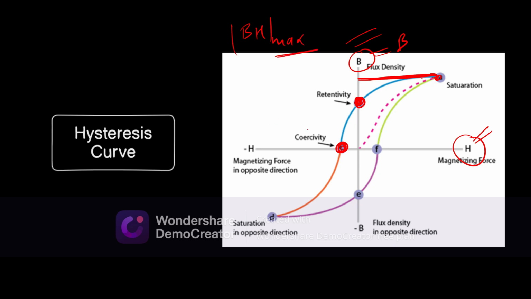Coercivity, as I told you, is resistance to demagnetization, and retentivity is how much magnetization is retained by the material when we remove this H. When we remove the H, how much magnetization is present inside the material, that is given by retentivity.